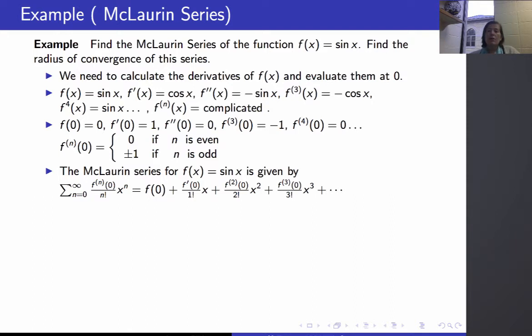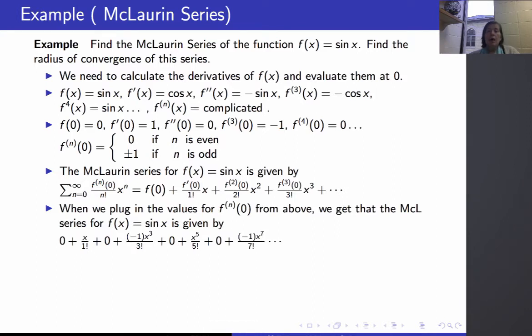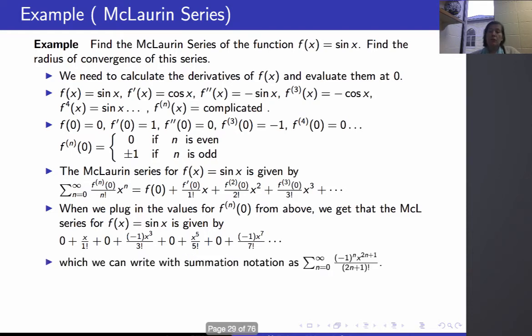So the Maclaurin series for sine x is going to be f of 0 plus f prime of 0 over 1 factorial times x, plus the second derivative at 0 over 2 factorial times x squared, etc., etc. And here the even powers of x are going to disappear, and our series is going to become x over 1 factorial minus x cubed over 3 factorial plus x to the 5 over 5 factorial minus x to the 7 over 7 factorial.